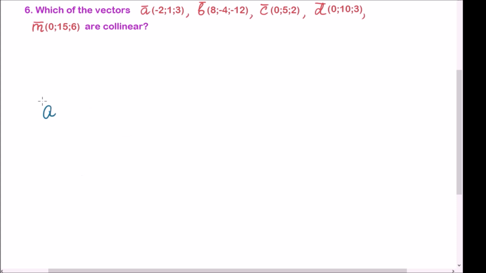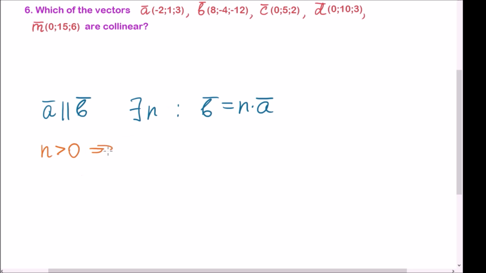Two vectors A and B are collinear if there exists number n such that the vector B equals n multiplied by vector A. If the number n is positive, then the vectors A and B have the same direction. If n is negative, we have the opposite directions.